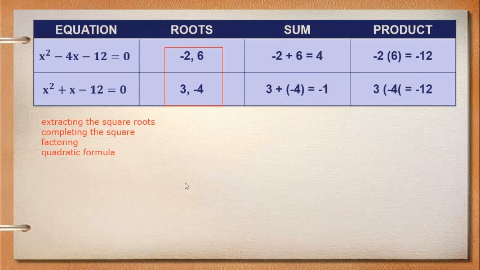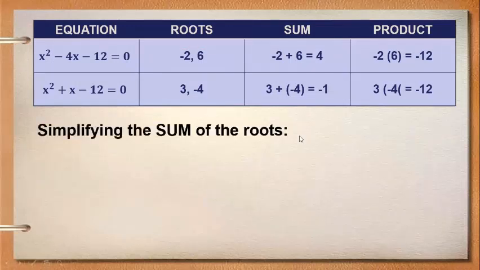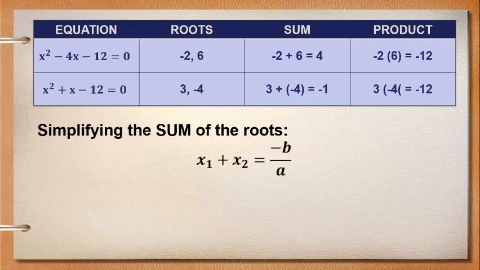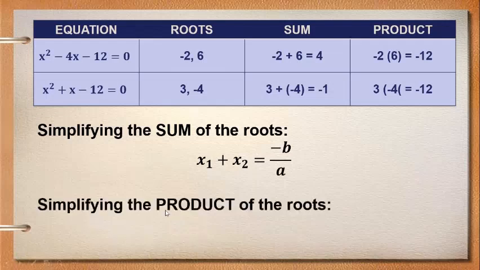So here it is. When we try to solve for the sum, simplifying the sum of the roots, basically we'll add the two roots. But in this case, we can use the formula -b/a. Same with simplifying the product of the roots, basically, we're going to multiply the first and second root. However, we can use c/a.